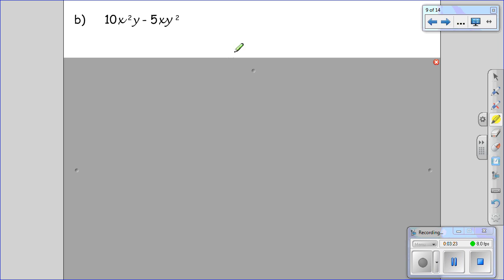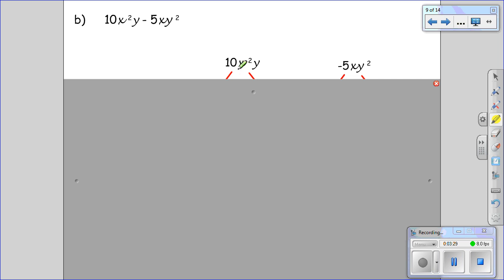If I look at 10x squared y minus 5xy squared, again, I can do the same thing. I can branch them off, and I took the numbers to the left and the variables to the right. So the first one becomes 10, and the second term becomes x squared y. This one here, we take the negative 5 to the left and the xy squared to the right.